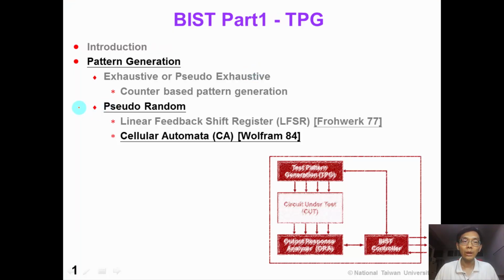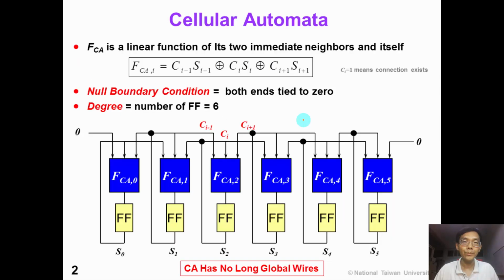In this video, we are going to introduce a second pseudo-random test pattern generator, the Cellular Automata, CA, which was proposed by Wolfram in 1984. This figure shows an example of cellular automata. In this figure, each square represents a flip-flop, and the blue square represents a linear function, FCA. FCA is a linear function of its two immediate neighbors and itself.